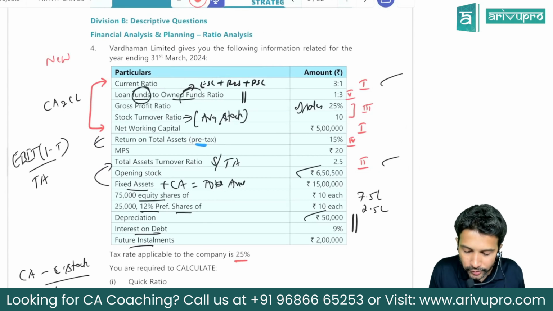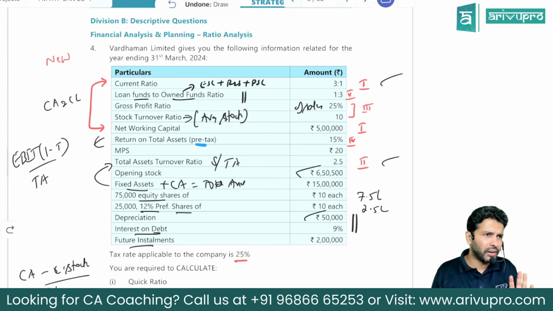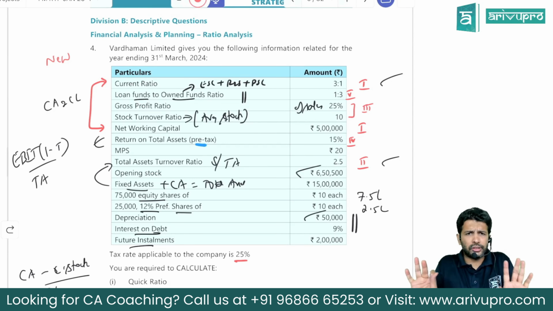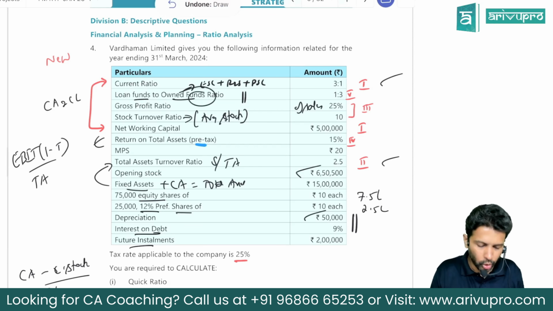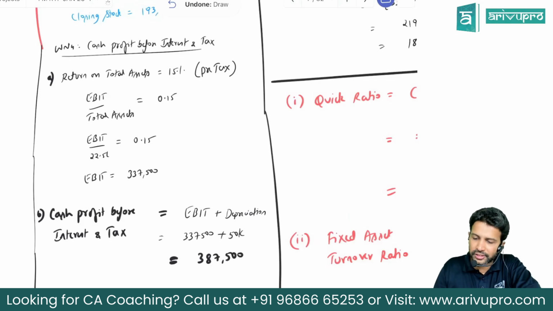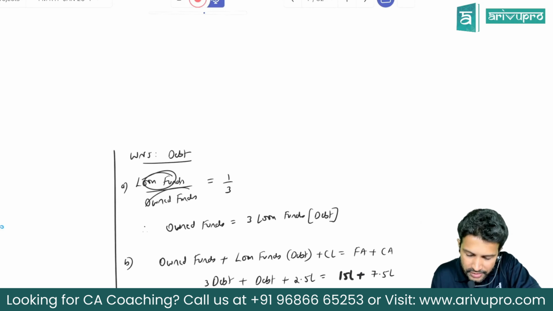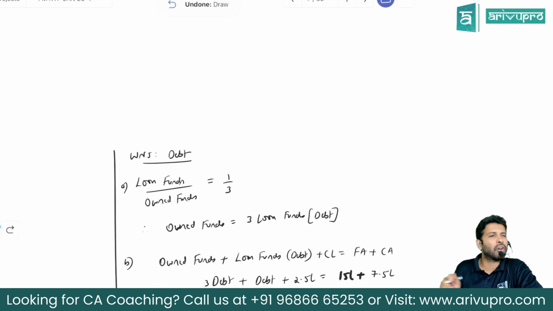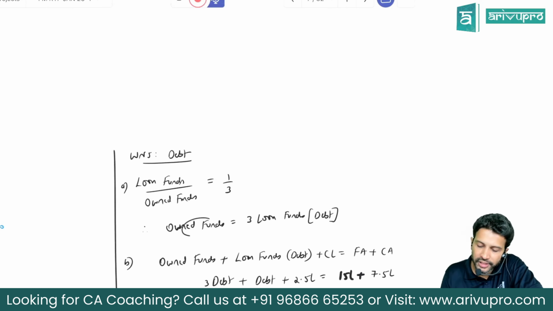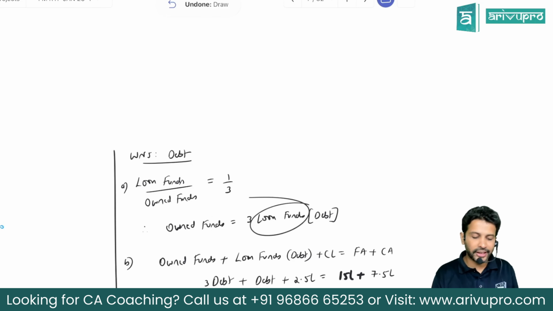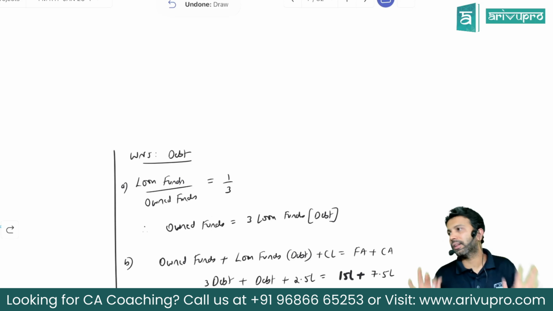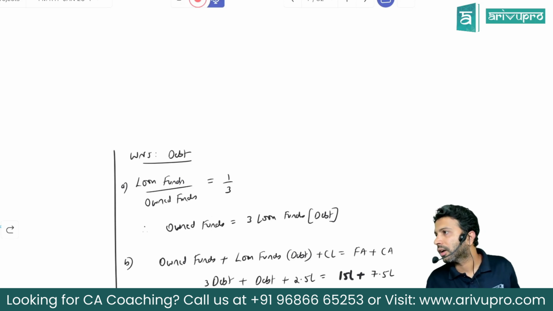Perfect. They have given loan funds to owned funds. If you are not sure how to use it, just present it as an equation first, then we'll figure it out. They have told us loan funds to own funds is 1:3. Presented as an equation, it is loan funds divided by own funds is 1:3, or 1/3. Therefore, owned funds is 3 times loan funds. Owned funds means proprietary funds. Loan funds means your long-term debt. So your owned funds is 3 times your loan funds as per the equation given in the question.